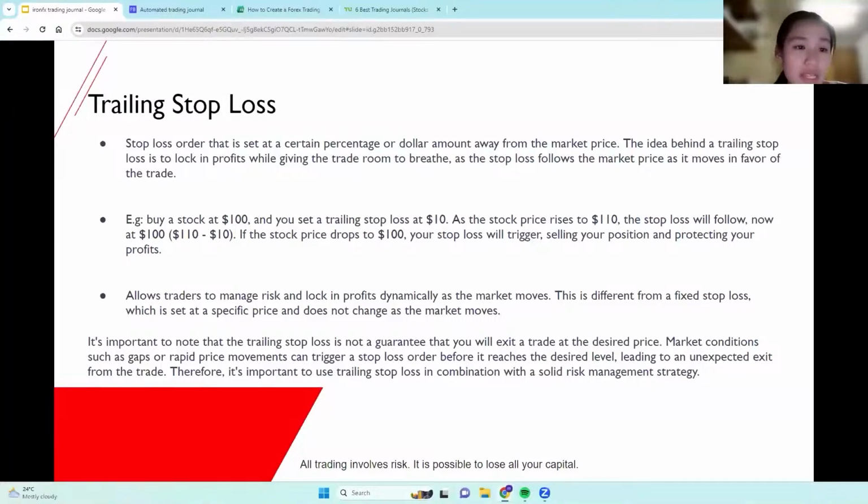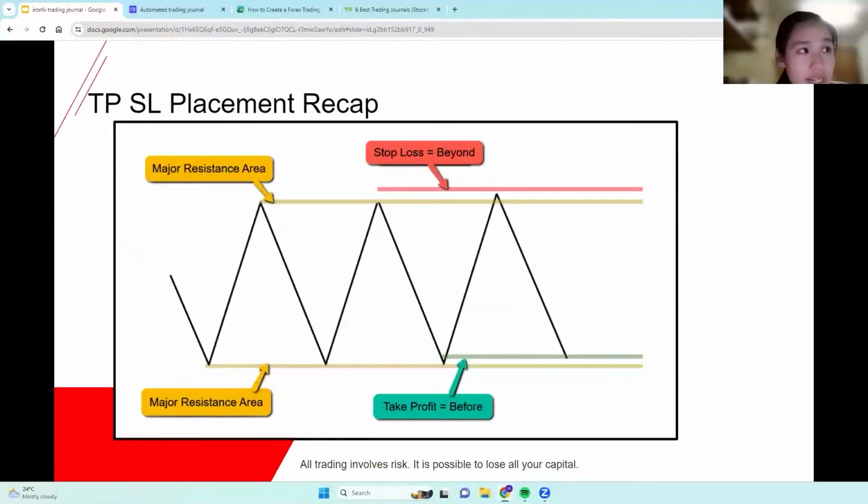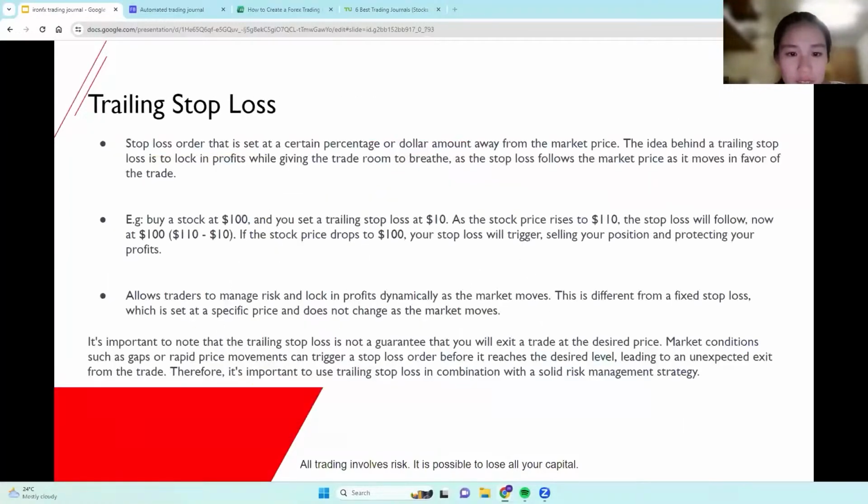So now let's talk about another technique, which is the trailing stop loss. In our previous slide, we talked about, if we go back, this is kind of a fixed stop loss template. If we talk about trailing stop loss, it's a type of stop loss that is set at a certain percentage or dollar amount away from the market price. So the idea behind a trailing stop loss is to lock in profits while giving the trade room to breathe.